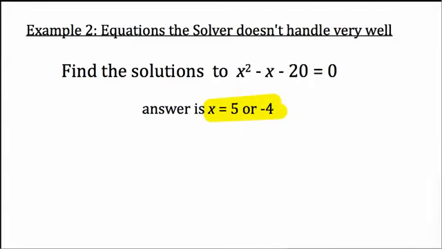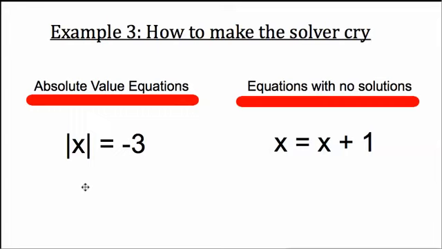Bad guess. Yeah, whatever. All right, here's 2 more examples. Absolute value equations. You could get a no solution here. There is no number you can put in for x where it would take the absolute value of it and be negative 3. And also this equation with no solutions, x equals x plus 1. I know it might look reasonable at first glance, but there's no solution to this one either. Let's see how the calculator handles this.